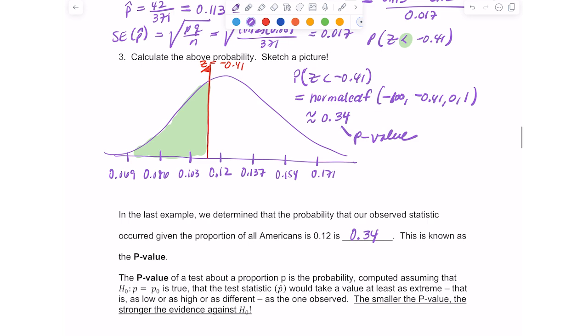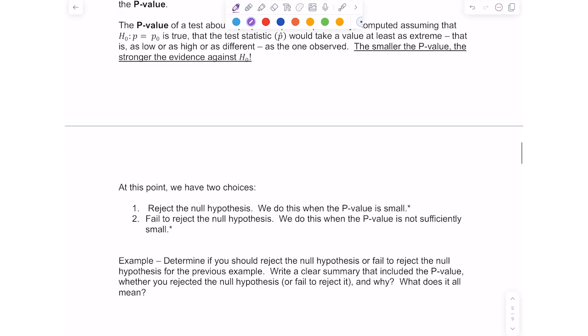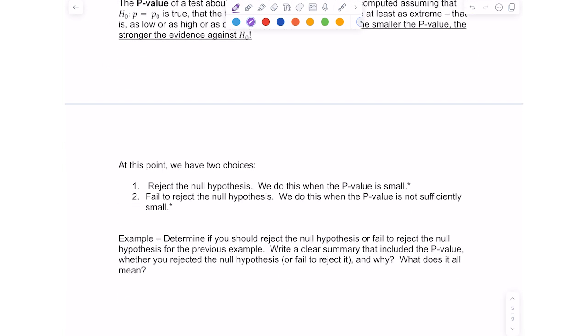So at this point, you have two options. You're either going to reject the null hypothesis, and we do that when the p-value is small, which again, we'll talk about how you know whether it's small or large. And then you could fail to reject the null or do not reject the null. And we do this when the p-value is not sufficiently small. Again, we'll talk about that, okay? What you never do is you never accept the null. So don't ever say, I accept the null, or say the null is true.